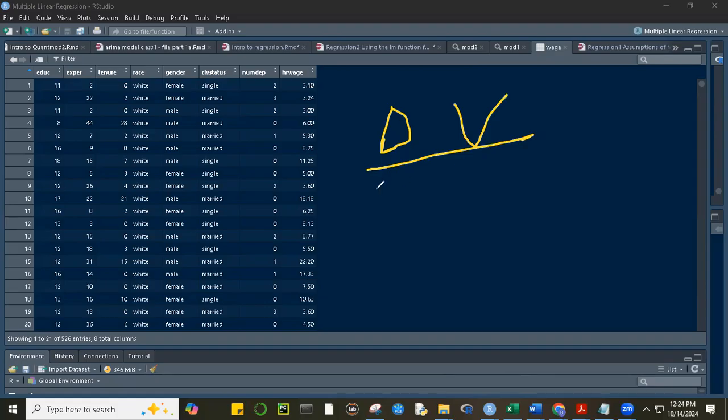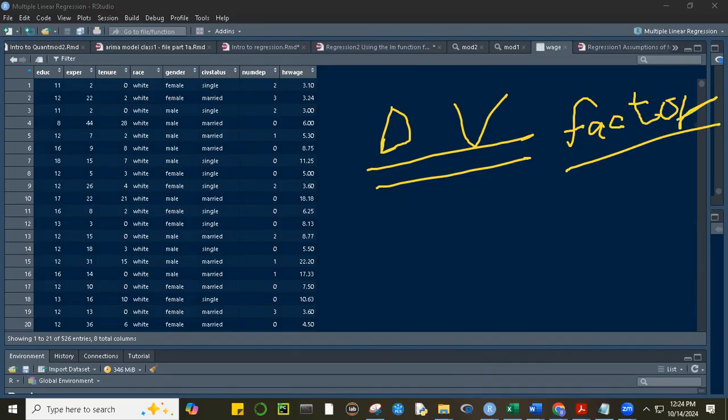So when will R make this a dummy variable? If you have a categorical variable, which can be considered as a factor. So take note, class, not all categorical variables or not all character variables can be considered as factors. Factors are those categorical or character variables that can be used for classification. Okay?